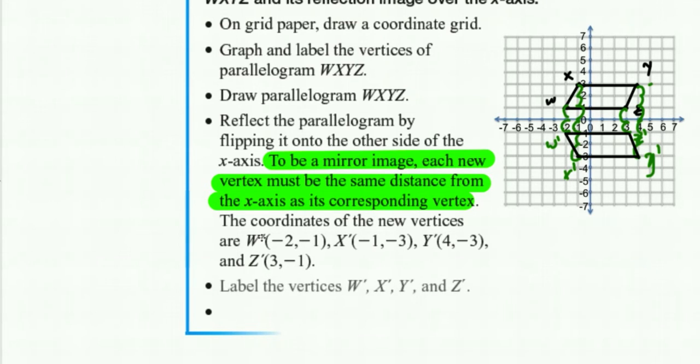So the new coordinates are these: (-2, -1), (-1, -3), (4, -3), and (3, -1). So we label them as W prime, X prime, Y prime, and Z prime, and you end up with the parallelogram W prime, X prime, Y prime, and Z prime.